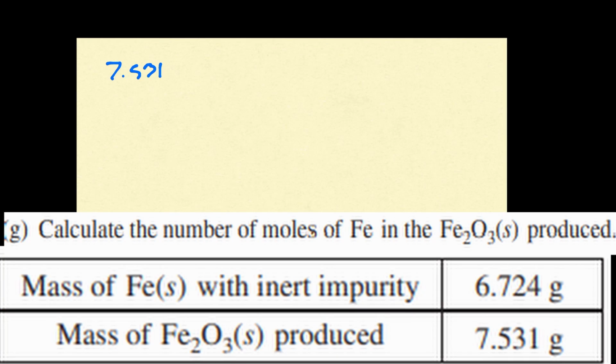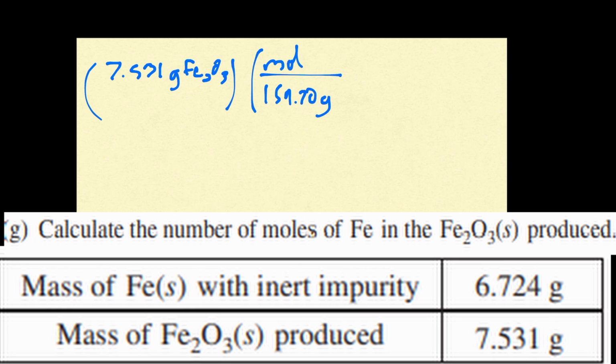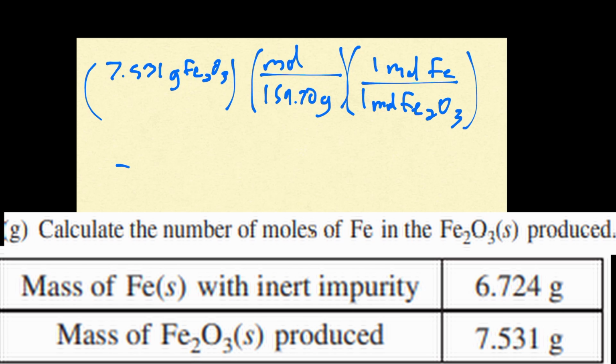This part is just some simple stoichiometry. We take our grams of iron 3 oxide and we convert to moles, and we take that mole and use our mole ratio to convert to moles of iron. Since there are 2 moles of iron per 1 mole of iron 3 oxide, we use that ratio.